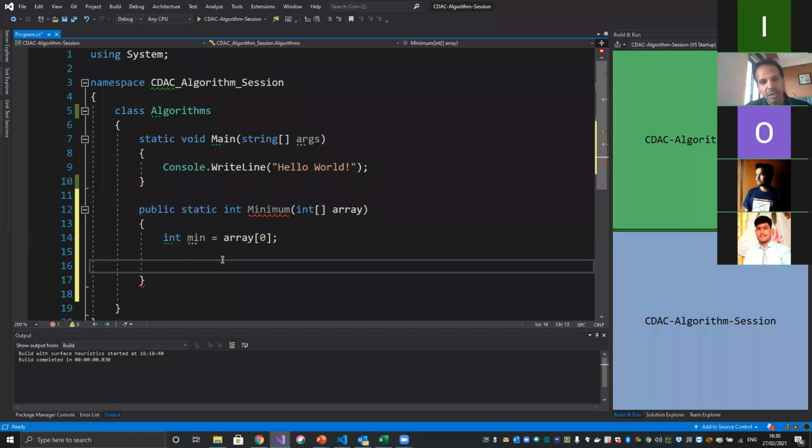Yes, sir. Okay. Thank you, sir. Now we try to inspect the further elements. So we write a for loop for that. Now, can somebody help me here?